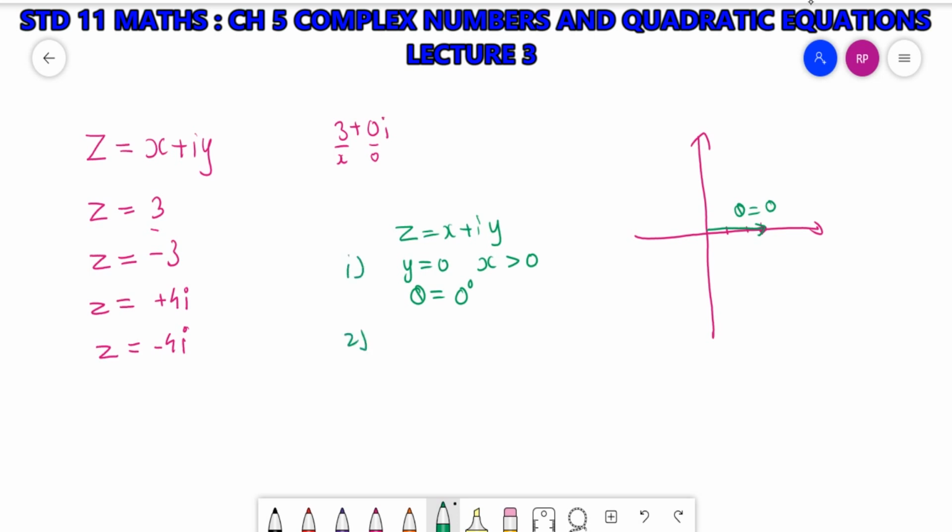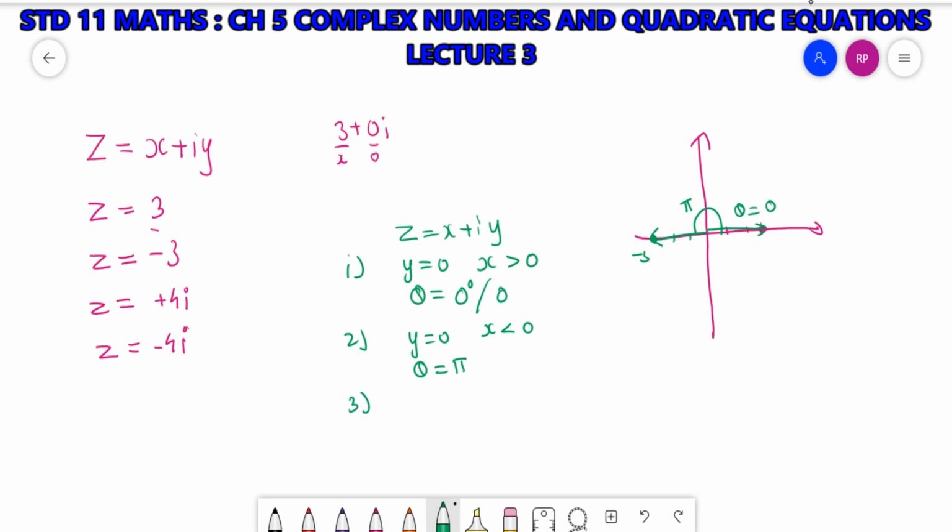Second case, x is minus 3 and y is 0. So minus 3 will be on this side, 1, 2, 3, in the negative direction. This will be the vector, this will be the complex number. Now what is the angle with respect to the positive x-axis? 180 degrees, that is pi. It means when y is equal to 0 and x is negative, theta is equal to pi. Here it was 0 degree or 0 radian.